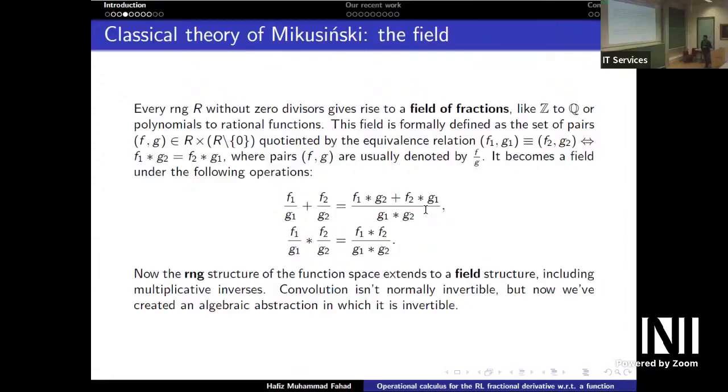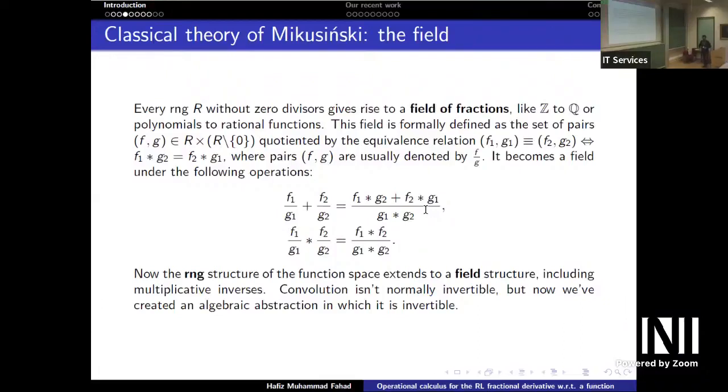So this set is a field under these operations, where the plus is defined as f1 by g1 plus f2 by g2 is equal to (f1 star g2 plus f2 star g1) by (g1 star g2). And the star operation is defined as f1 by g1 star f2 by g2 is equal to (f1 star f2) by (g1 star g2).